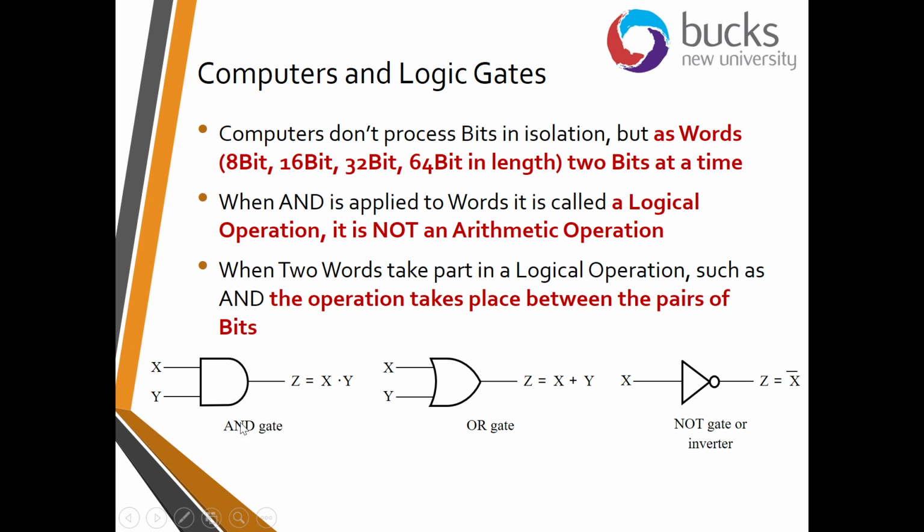So we have an AND gate, with two inputs X and Y coming in. We have an OR gate, and we have a NOT gate there for inversion. Obviously with a NOT gate, we're just transforming one bit at a time rather than two.